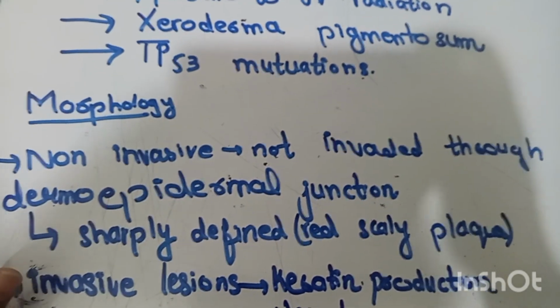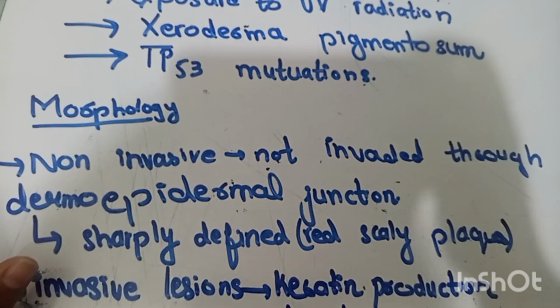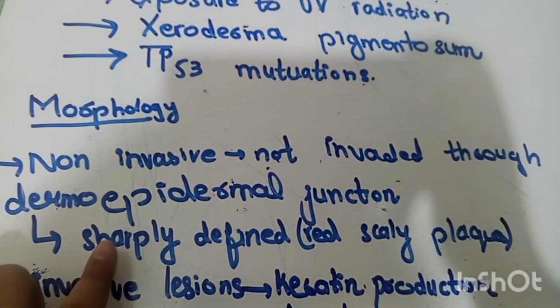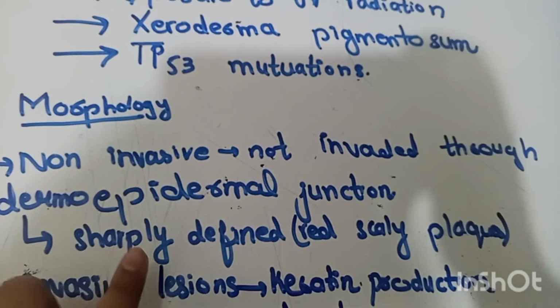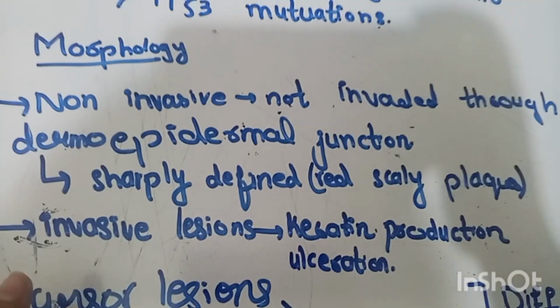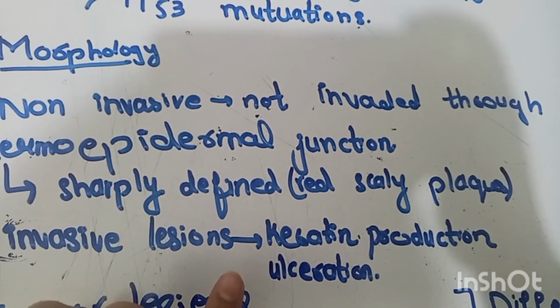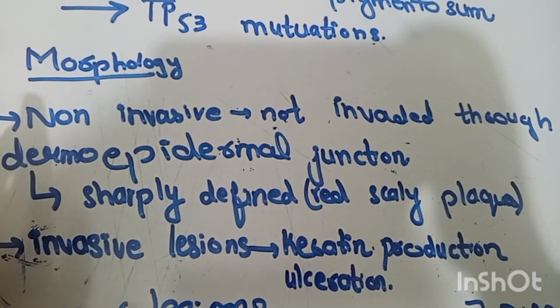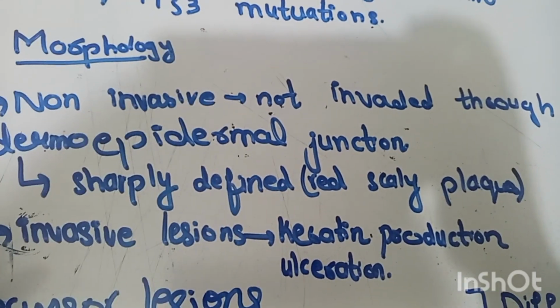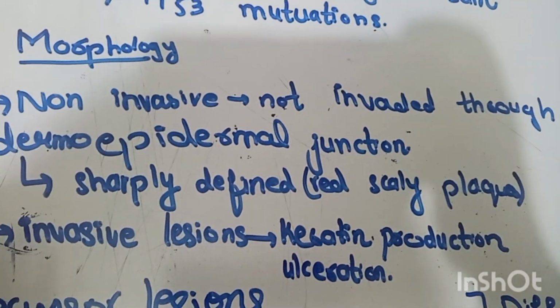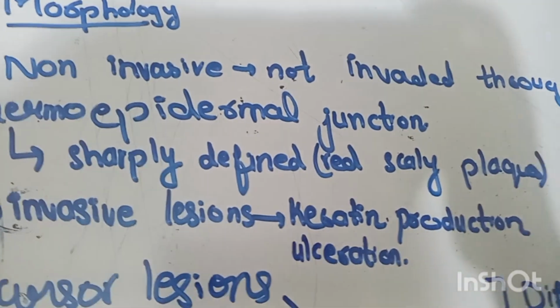In non-invasive, it means that the cancer has not invaded through the dermoepidermal junction. It is sharply defined and appears as red scaly plaques. In invasive lesions, we see keratin production, keratin pearls, and ulceration. So if it is non-invasive, we see grossly a sharply defined red scaly plaque, and if it is invasive, we see keratin production and ulceration grossly, and keratin production in microscopy.